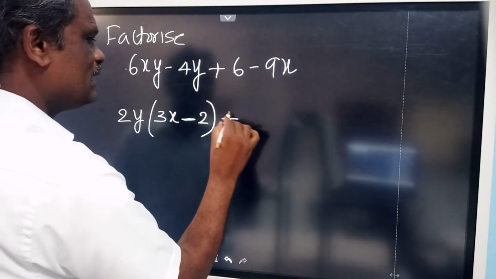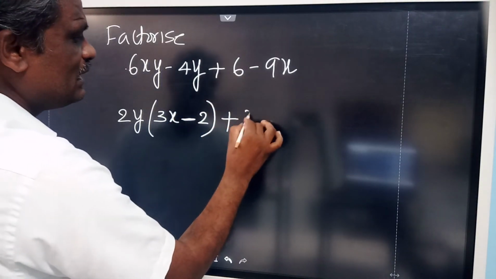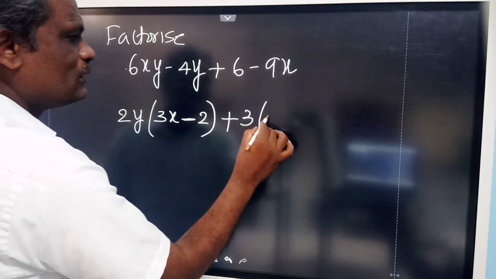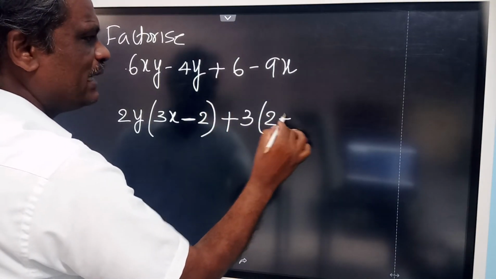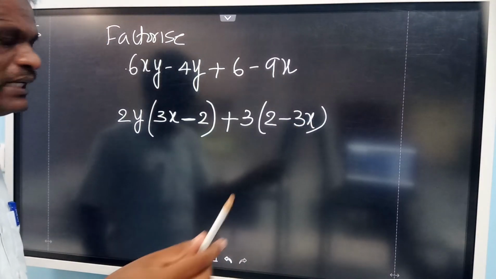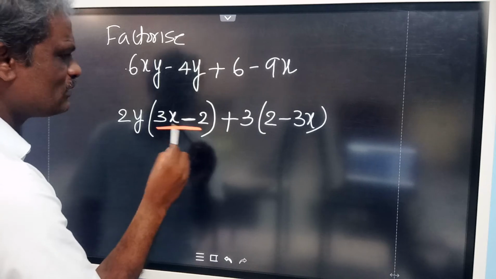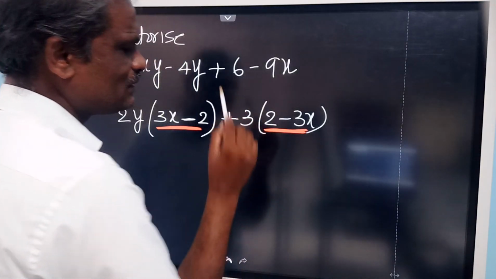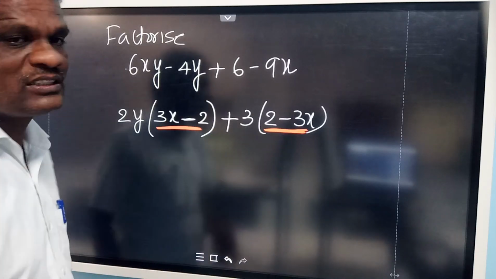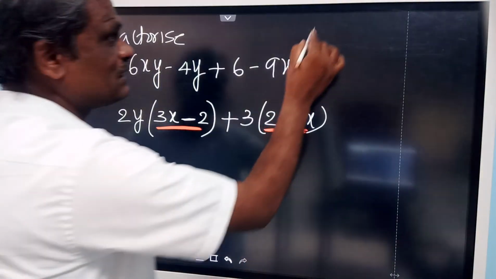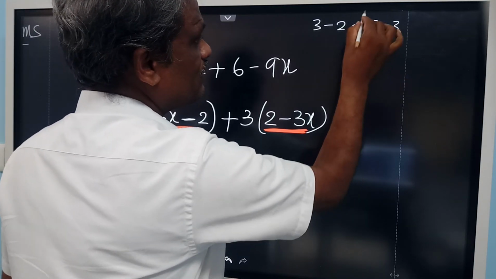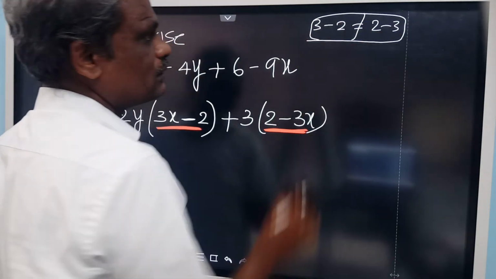If I take common here, plus what is common here? 3, if I take common, what happens? 2 minus 3x. But again you look at this, it is 3x minus 2 in one place and 2 minus 3x in the other. Both are opposite. 3x minus 2 is different from 2 minus 3x. 3 minus 2 is different from 2 minus 3. They are not equal.